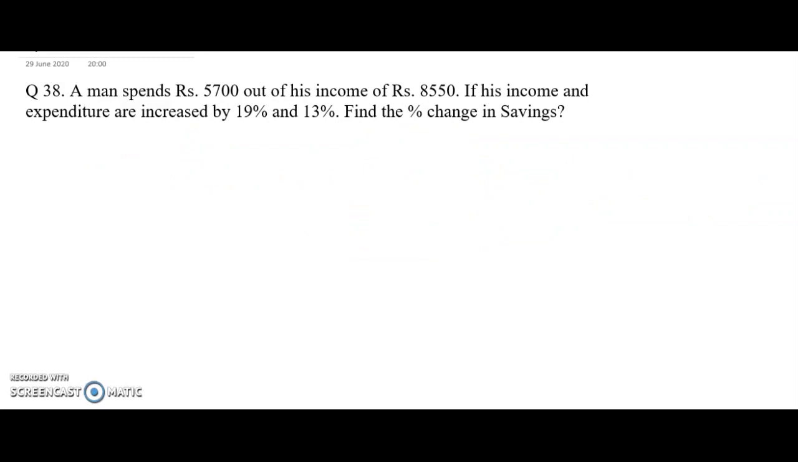Question number 38. A man spends rupees 5,700 out of his income of rupees 8,550. If his income and expenditure are increased by 19% and 13%, find the percentage change in savings. So a man spends rupees 5,700. Spends means this is the expenditure and his income is how much?